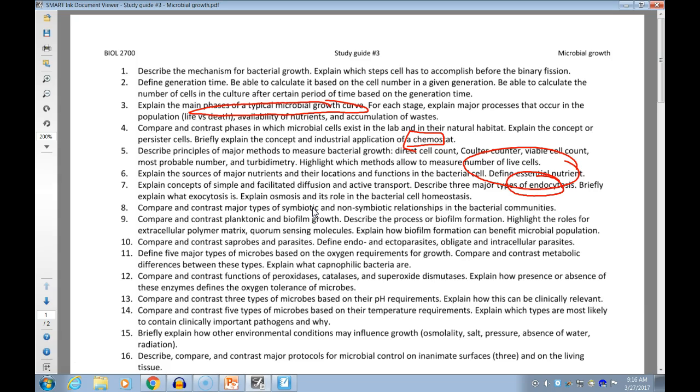Understand what exocytosis is. Exo. Transport of things outside of the cell in the vesicle. Period. That's all you have to know. Did I make myself clear? Excellent.